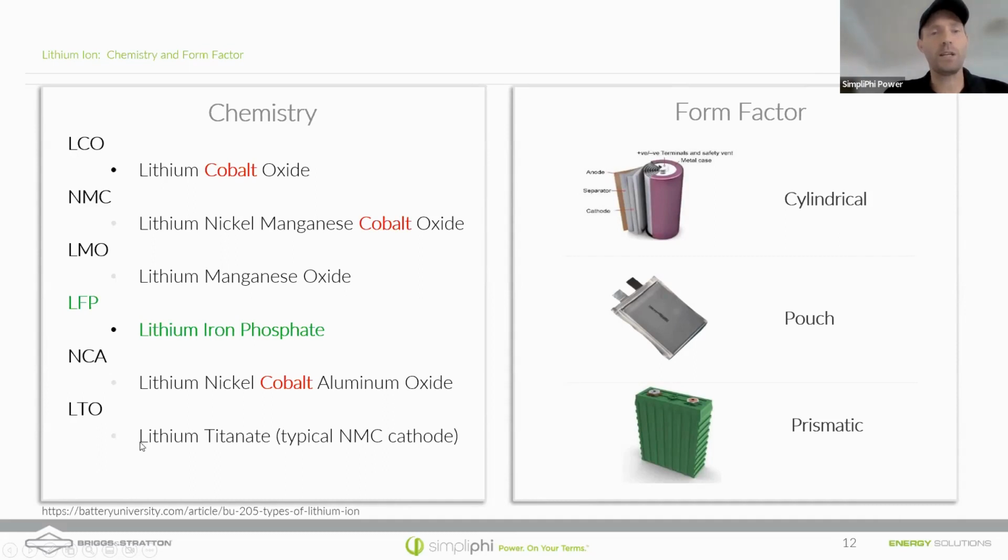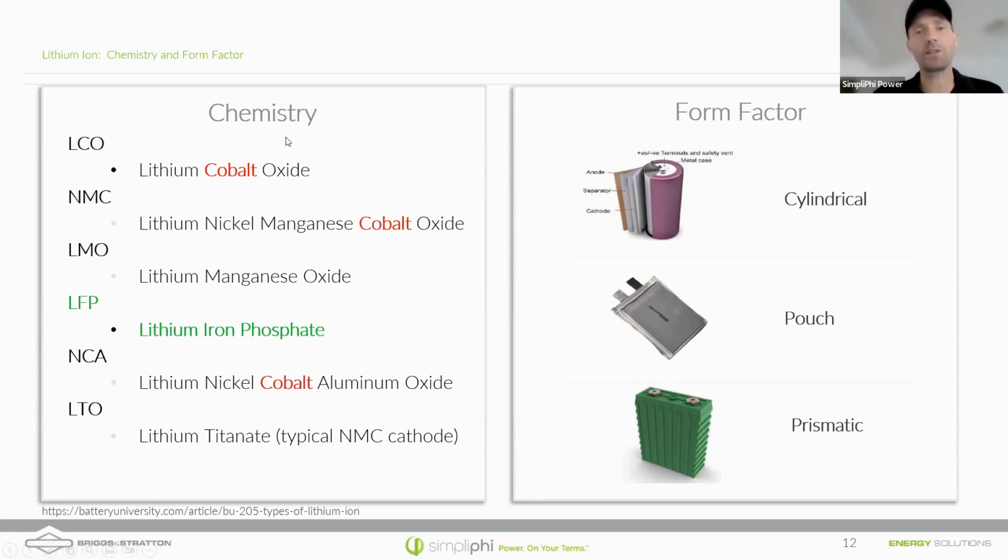LTO battery chemistry is lithium titanate, and lithium titanate has a lot less energy density, but you can get extremely rapid charge and discharge characteristics out of lithium titanate cells. So we use LFP. It's the best choice for home batteries. You get the longest life cycle and the most safety.